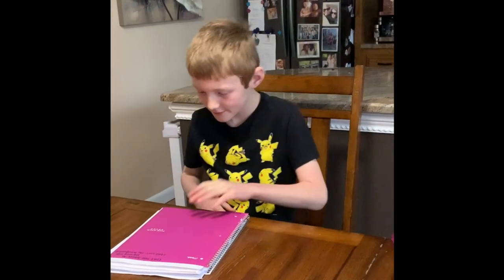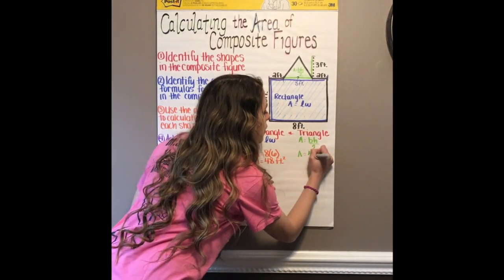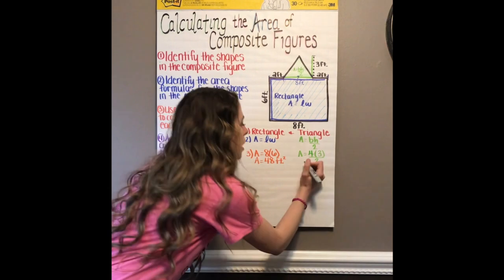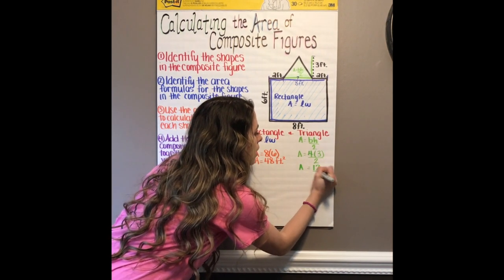2 plus 2 plus what number would equal 8? Oh, he's checking back in his notes. It would equal 4 feet. Excellent. 2 plus 2 plus 4 does equal 8 feet. So here I'm gonna write 4, and now I'm going to solve this. So 4 times 3 is equal to 12.